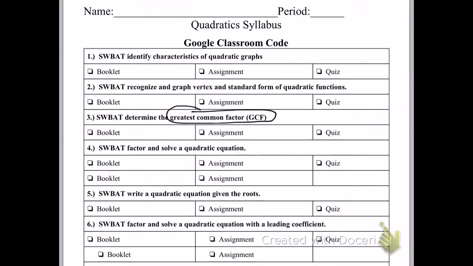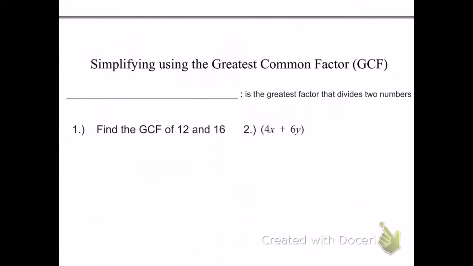Alright, in our next video we're looking at learning how to take out a greatest common factor, but I am going to call it GCF just to simplify it a little faster. So let's go ahead and go to our page.